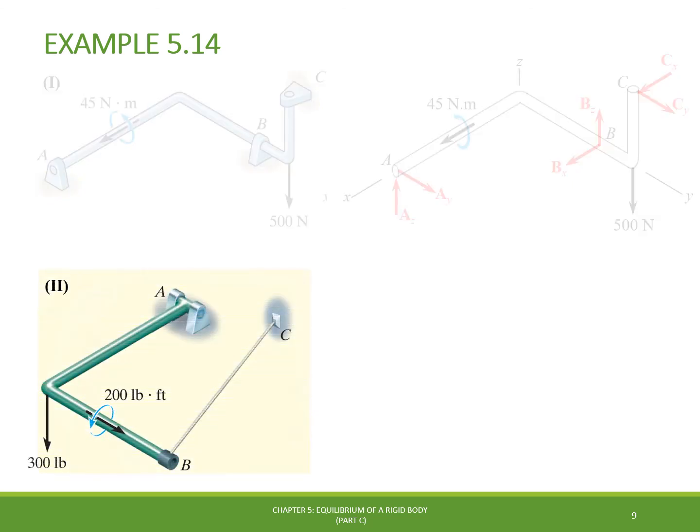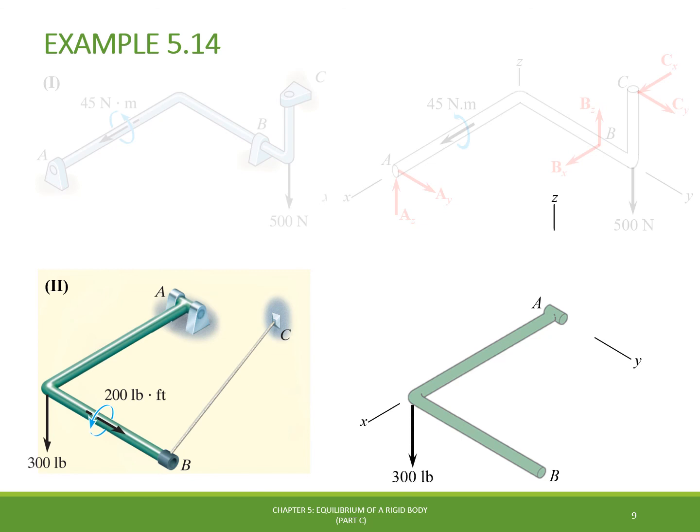Now, let's draw the free body diagram for the second example here. Again, let's start by isolating the structure, sketching up its outline shape, and placing the coordinate system axis. Next, we move to the applied loads, in which we have the 300 pounds force aligned with the z-axis applied at the location indicated in the figure, and the 200 pounds foot couple moment oriented towards the positive y direction applied at this section of the structure.